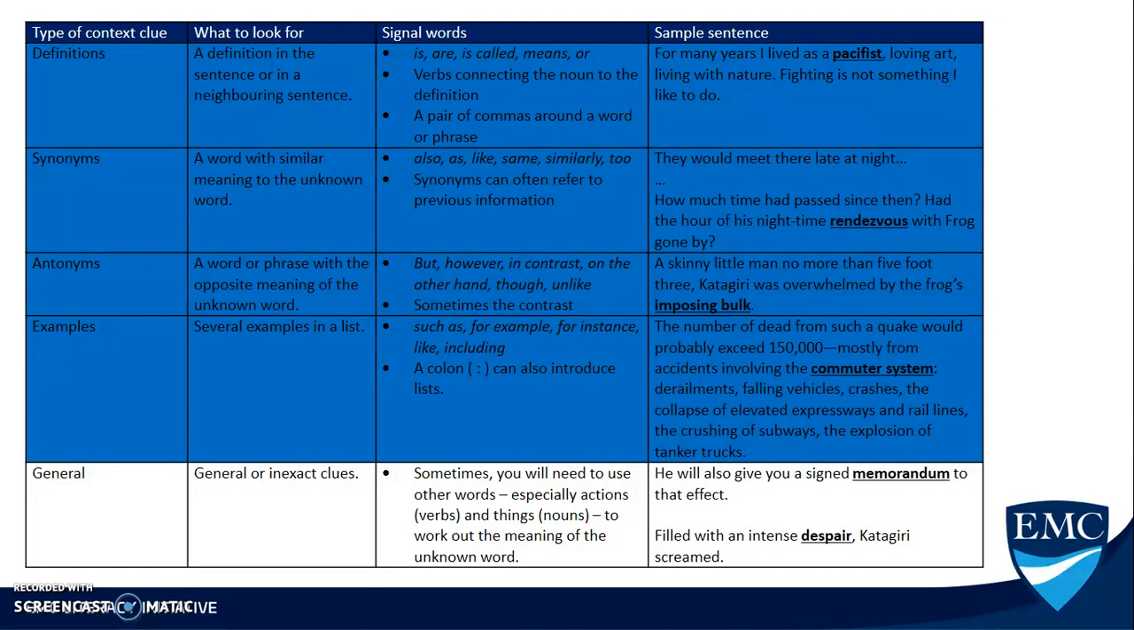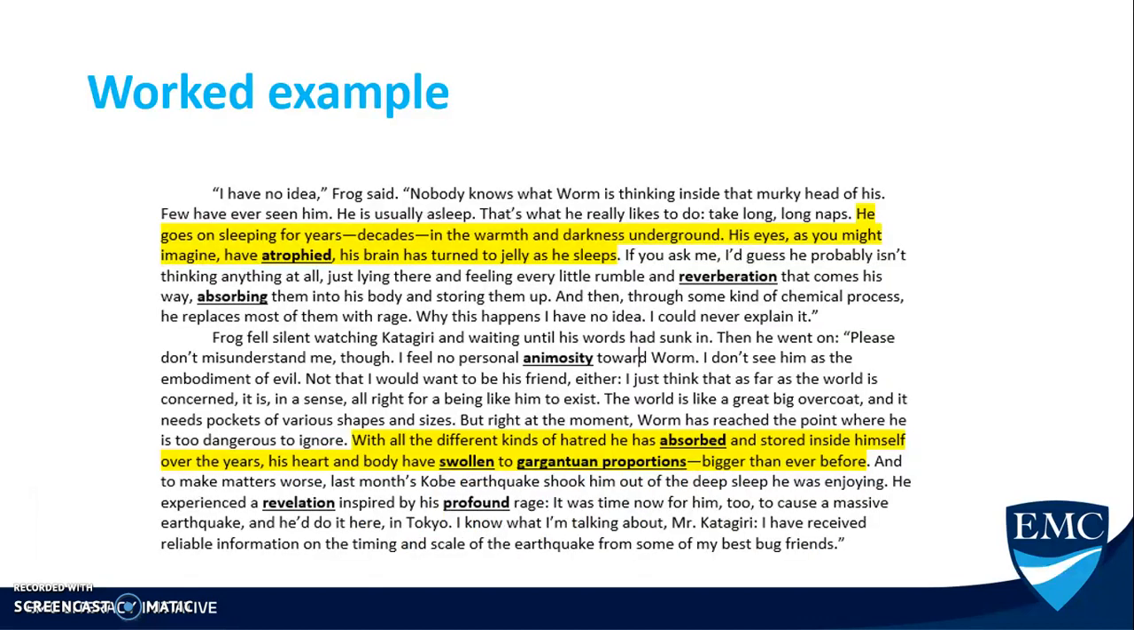So these are our 5 examples, and we're just going to have a look at a worked example that's been taken from Murakami's story. I'm just going to focus on the yellow bits. "I have no idea," Frog said. "Nobody knows what Worm is thinking inside that murky head of his. Few have ever seen him. He's usually asleep. That's what he really likes to do, take long, long naps. He goes on sleeping for years, decades, in the warmth and darkness underground. His eyes, as you might imagine, have atrophied. His brain has turned to jelly as he sleeps."